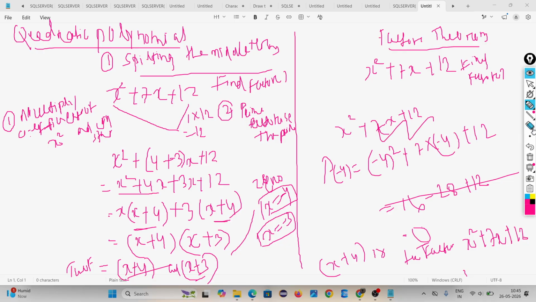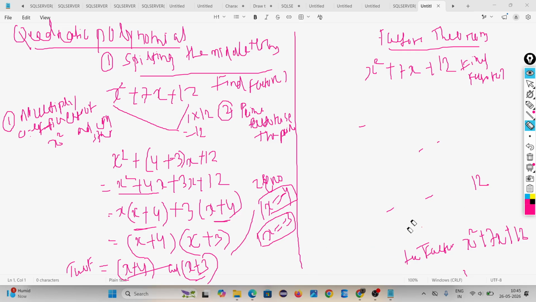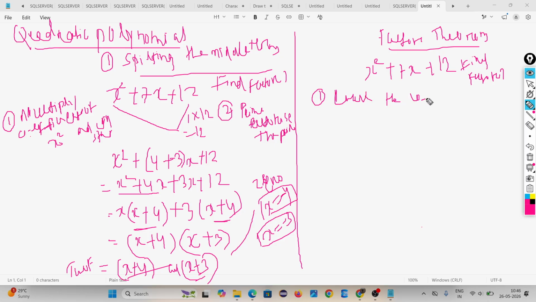But here our main intention is how to find factors by using splitting the middle term. We understood how to find it by splitting the middle term. Then the second thing is how to find it by using the factor theorem. Step number 1, check the coefficient of x square. It should be 1. This is the first step.